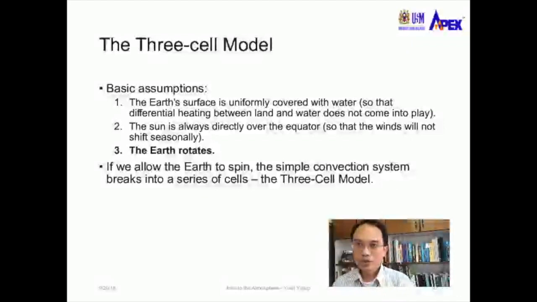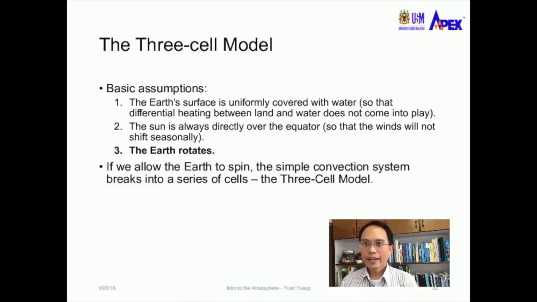Now we look into the 3-cell model and the 3 basic assumptions. The first assumption is that the Earth's surface is uniformly covered with water, so this is similar to the Hadley cell or the single cell. The second assumption is that the sun is still always directly over the equator, so the equator is where the globe will receive the most amount of energy from the sun. But the third assumption is that the Earth rotates, so this is some added complication to the model.